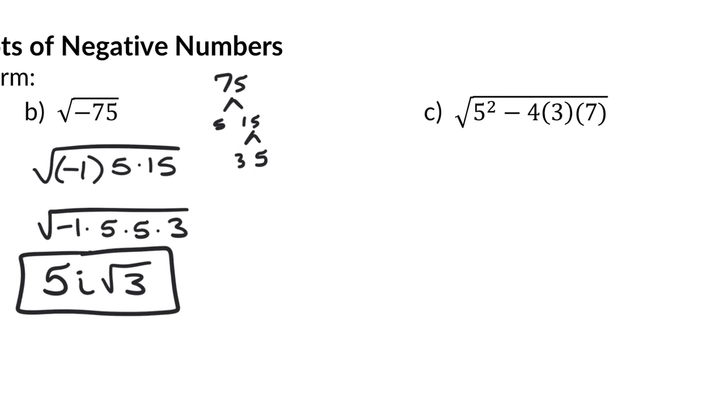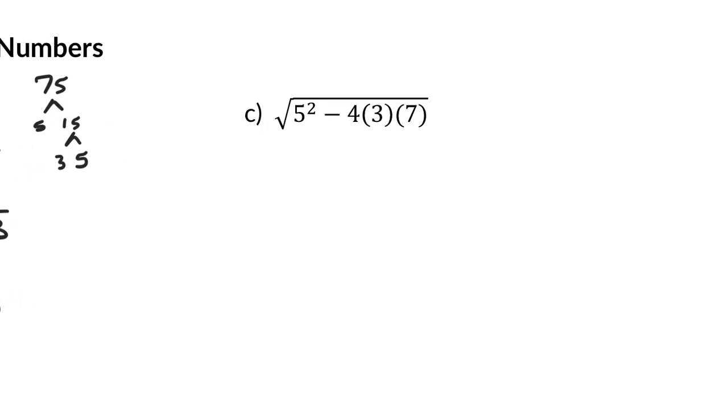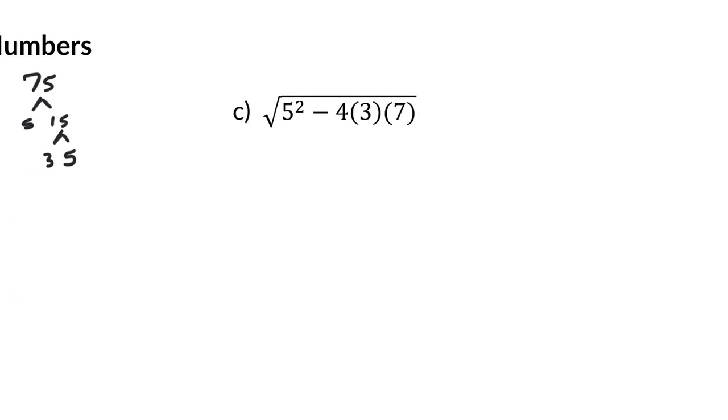Okay, what about this last one? What if we have some computations to do underneath the square root before we start to simplify it? Well, we want to follow PEMDAS here, so we're actually going to multiply using that exponent. So 5 squared is 25. 4 times 3 times 7, if you trust me, is 84. And we would do 25 minus 84, which is negative 59.